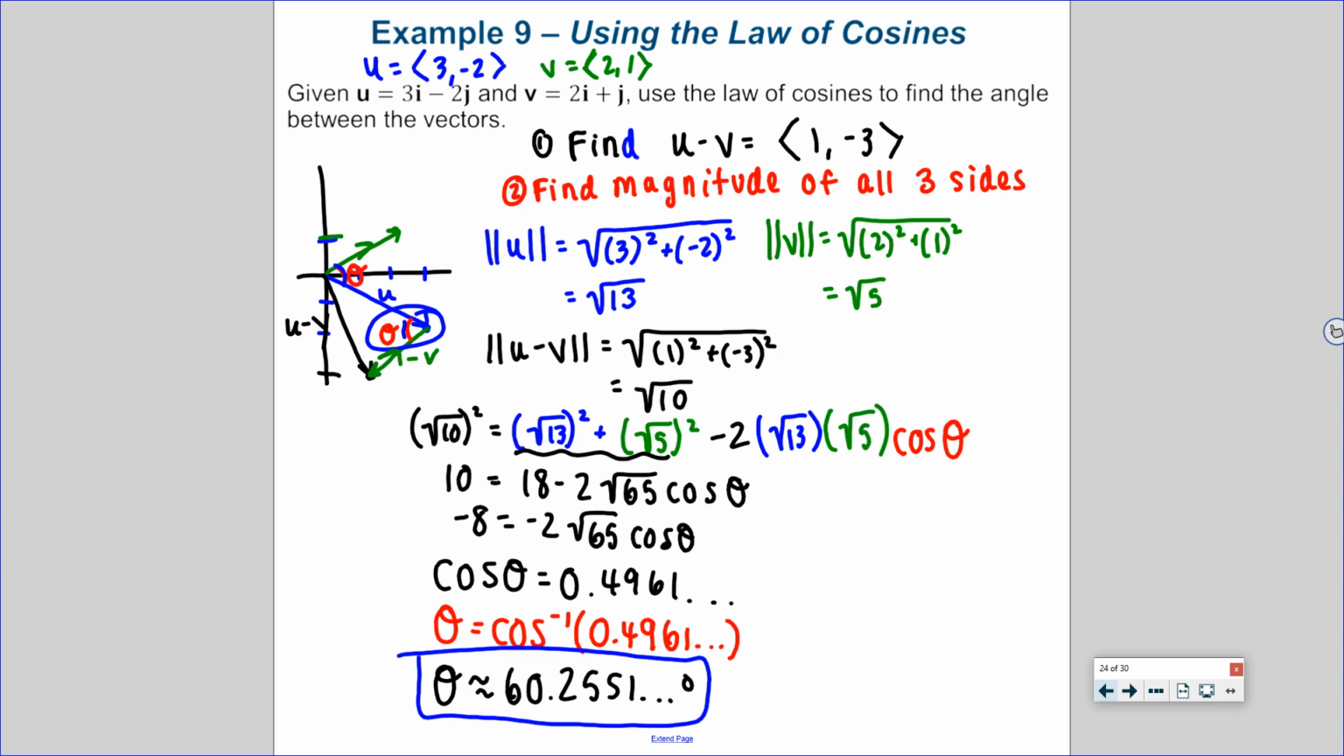Technically, we could have done that same process of doing a component form.